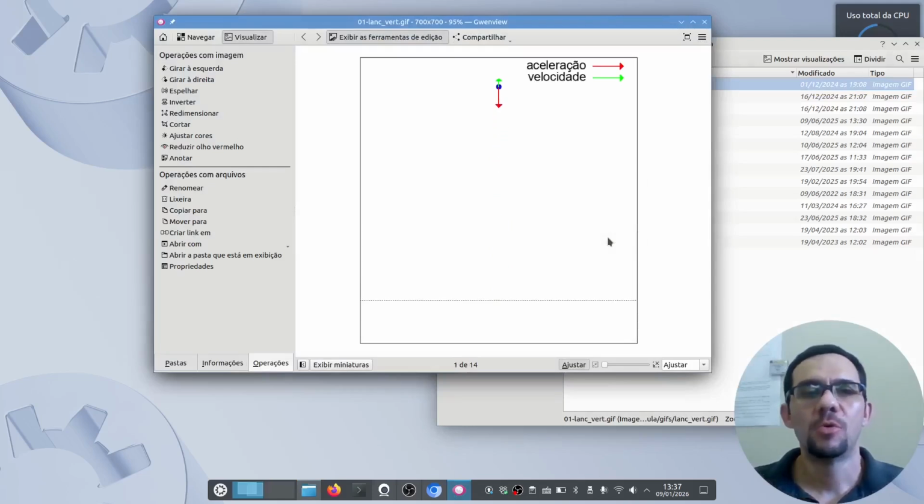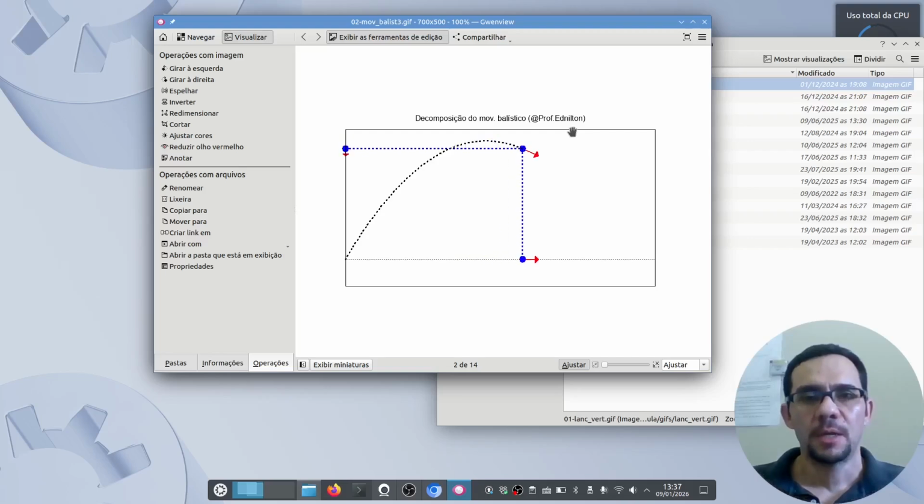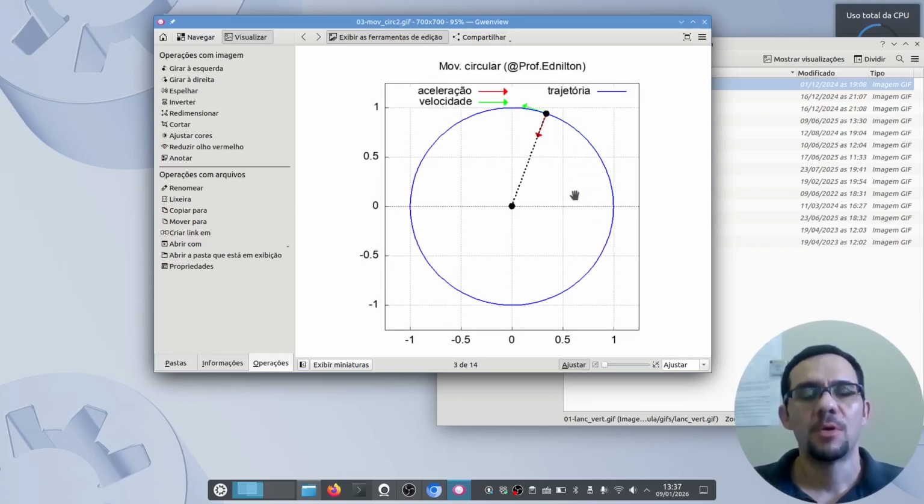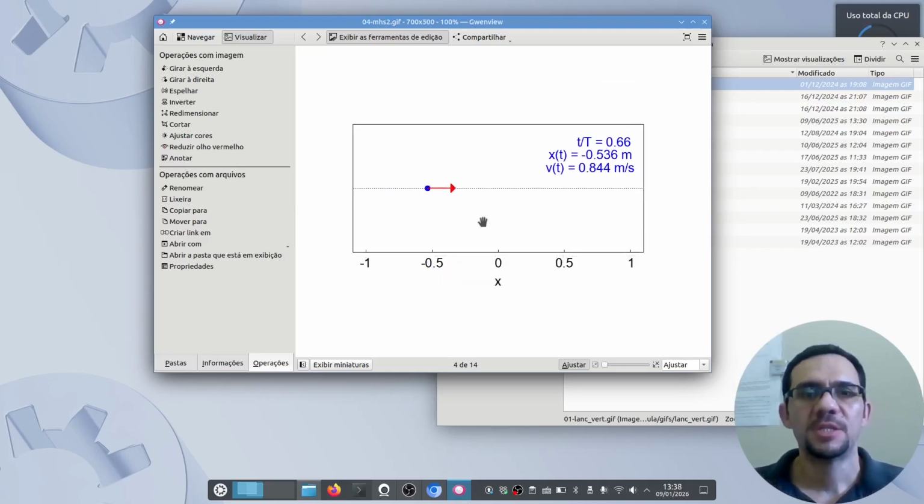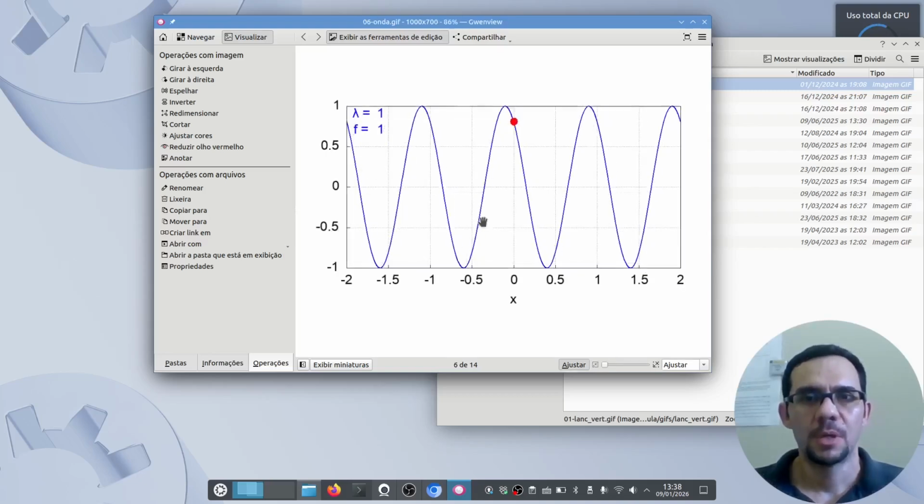So here we have the vertical motion. You can see the text of my animations is in Portuguese because I give my class in Portuguese. This is the ballistic motion, and I have put here the components of the motion. Here we have the circular motion showing the velocity and the acceleration vectors. Here we have the simple harmonic motion. Here we have the damped harmonic motion.